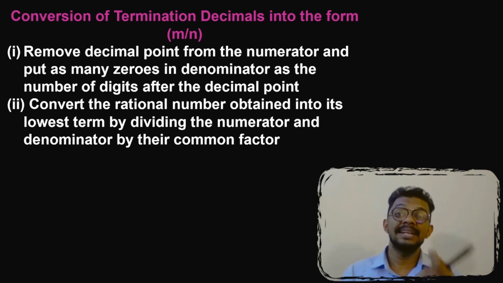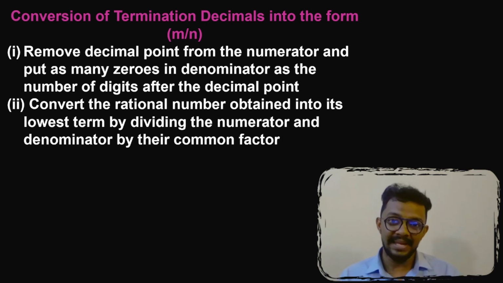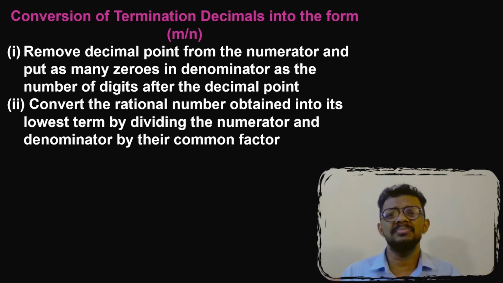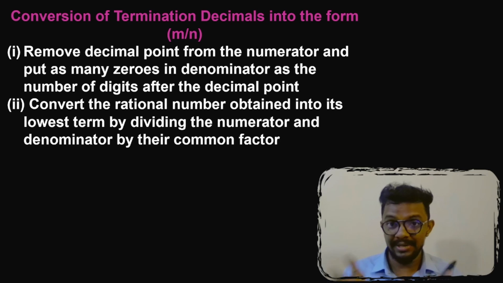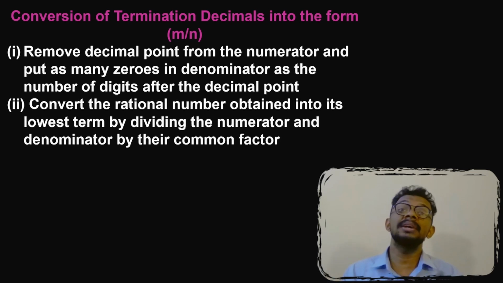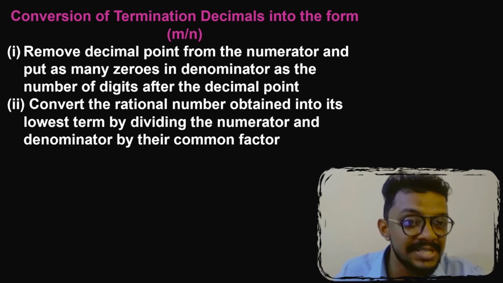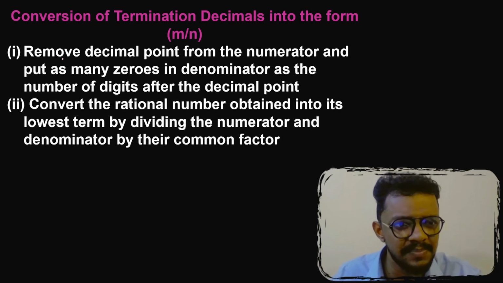It's time to discuss conversion of terminating decimals into the form of m by n. If I have a number like m by n, how to convert it into the decimal form? By long division. Okay, we saw that. It's time to learn in reverse. If I have a decimal number, specifically a terminating decimal number, how can I convert it into the fraction form, m by n form? The strategies. Okay, there are some steps.